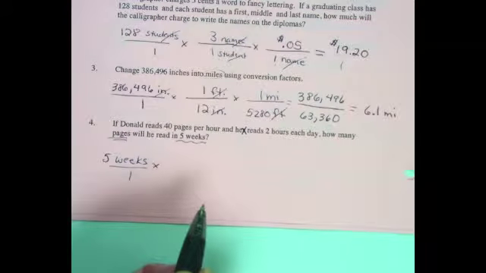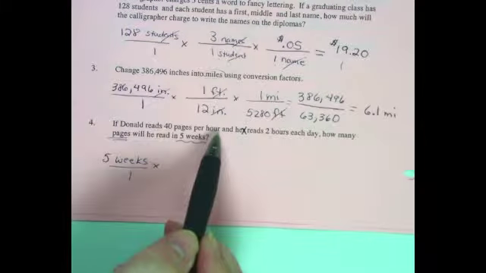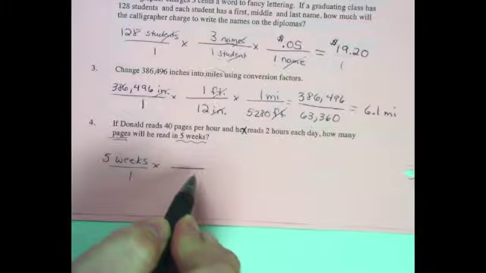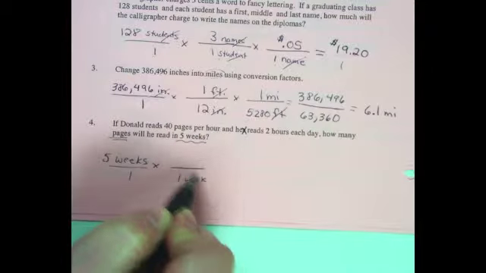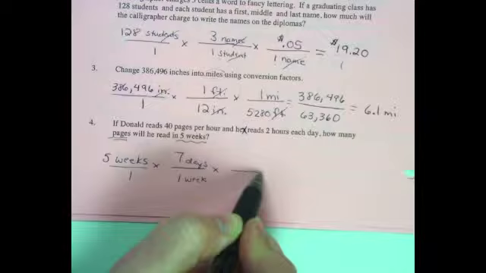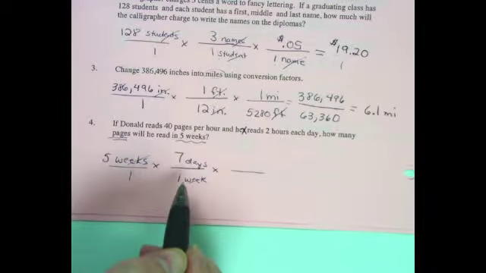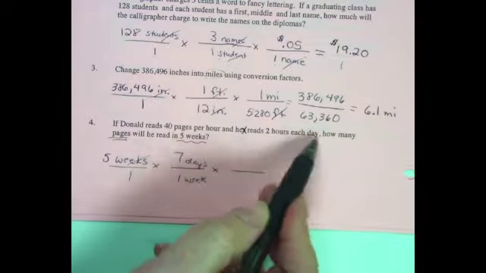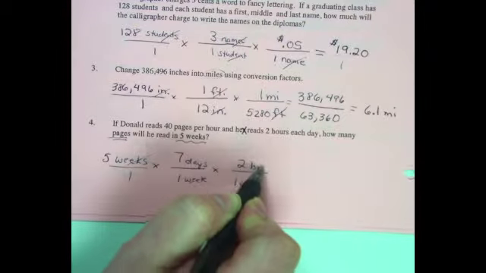Well, what's it tell us about weeks? Nothing. It tells us about days and hours, but what do you know about weeks? Well, I hope you know there are 7 days per week. So I want to put week on the bottom and 7 days on top. Now if we do the math, we'd have it converted into days. But I don't want to know days, I want to know pages. So it says that he reads 2 hours each day. So I'm going to put 1 day on bottom, 2 hours on top.